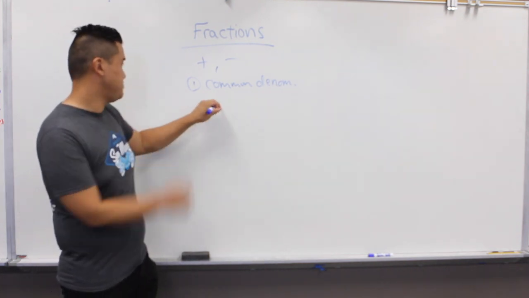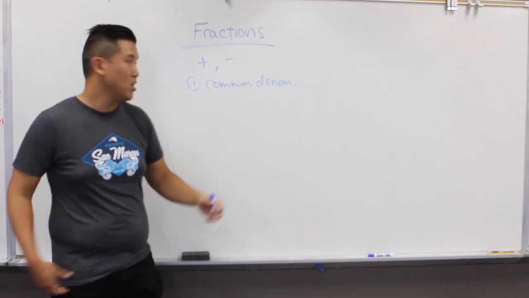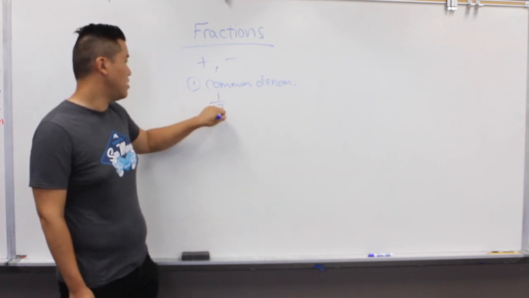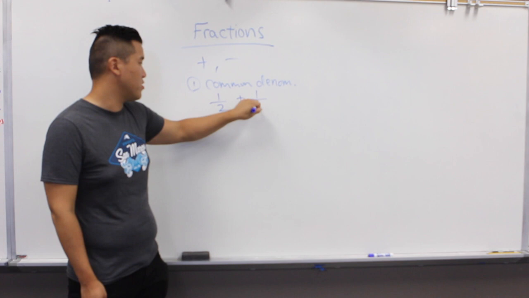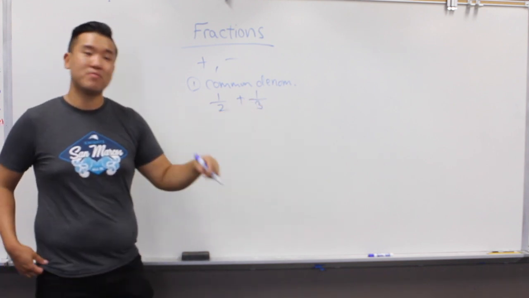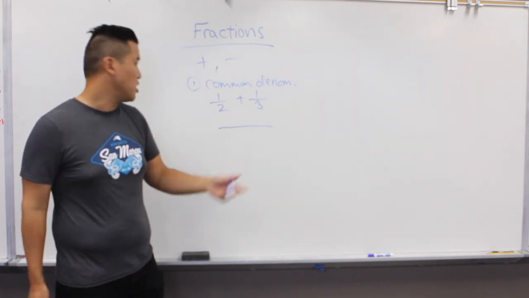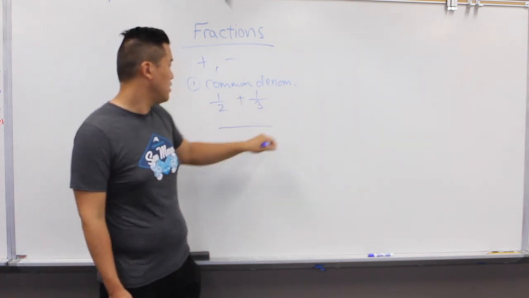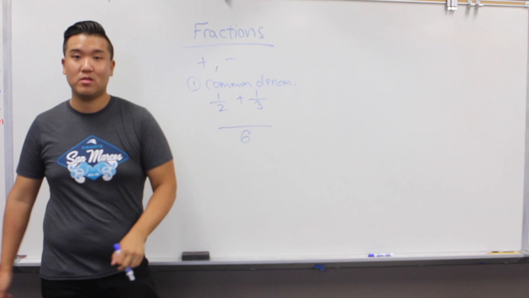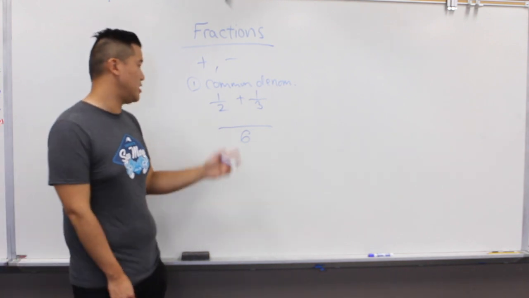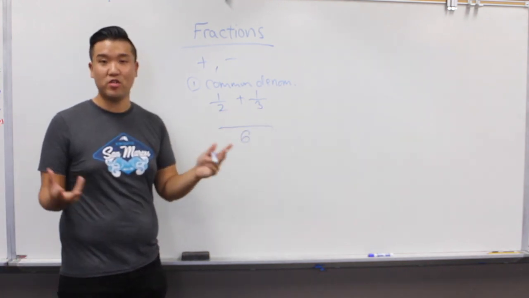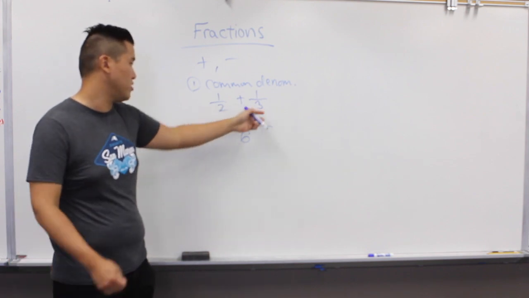So let's talk about common denominators. How do we do that? Well, if you have 1/2 plus 1/3, 2 and 3, what is my common denominator? In other words, what can they both multiply to? So 2 and 3 is going to be 6. The trick is, if none of them are divisible by each other, you just multiply them across. So 2 times 3 is 6.